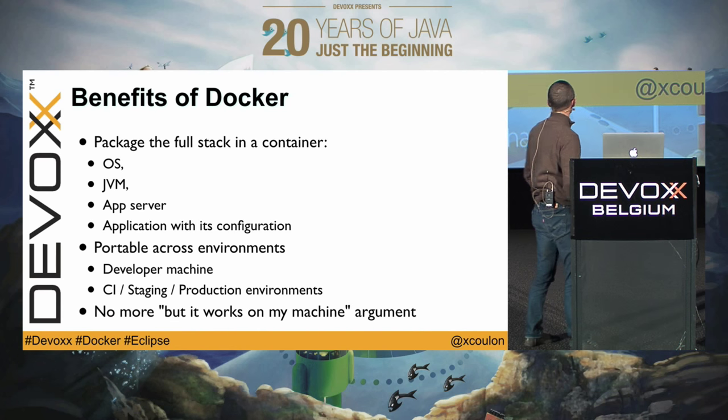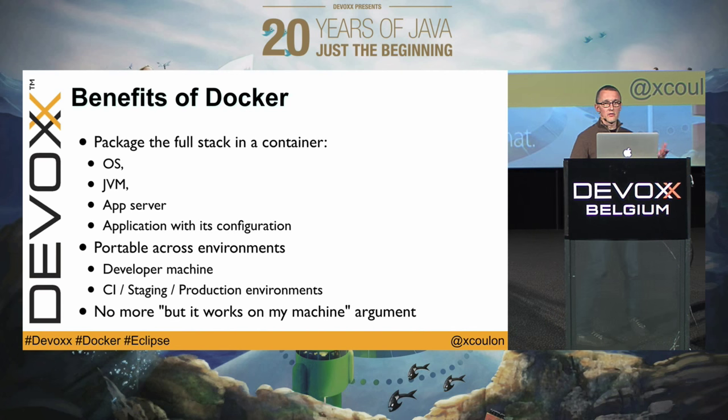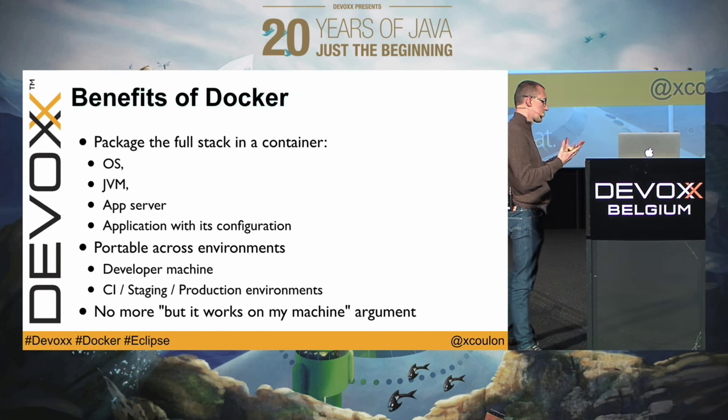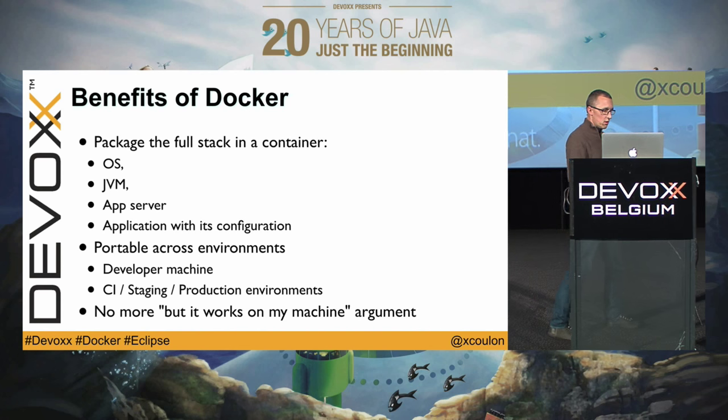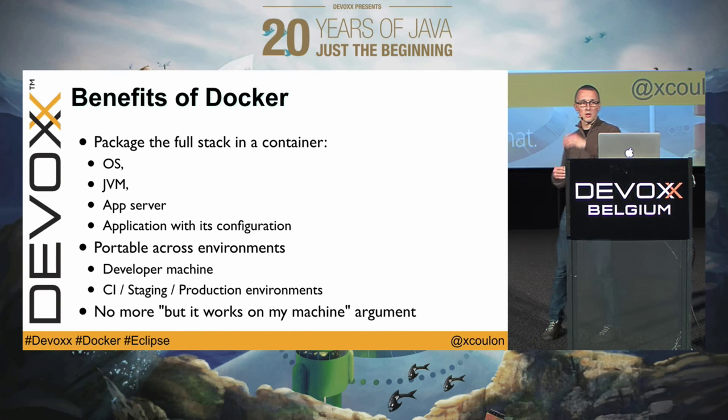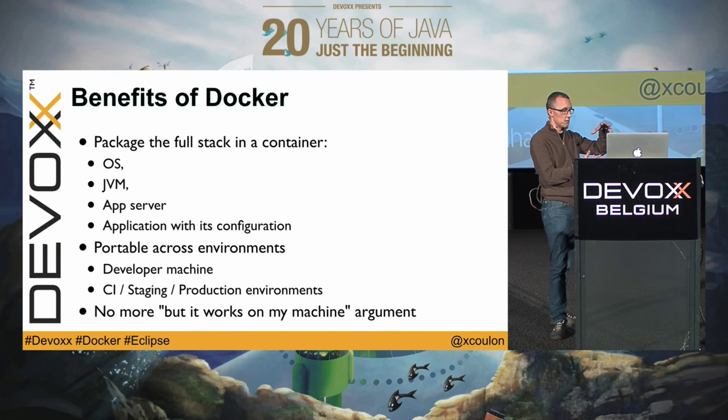Okay, so let's carry on. So other benefits of Docker, you're going to package the full stack of your application inside a single container. So as I said before, you have all these layers of images. So you are going to have your OS, your JVM, your application server, and your application inside a single container.